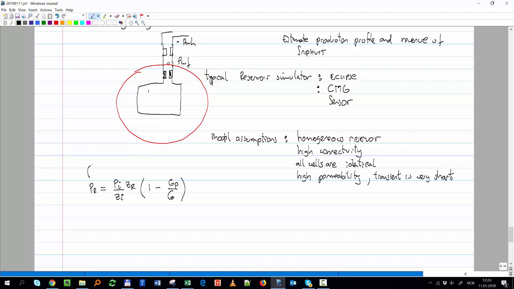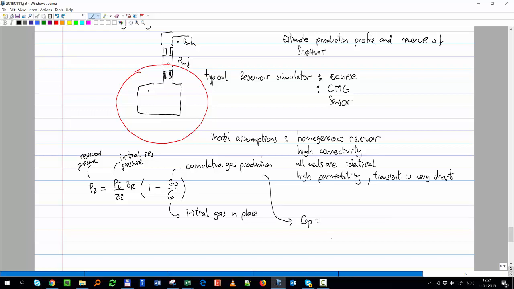So that's the reservoir pressure. This is the initial reservoir pressure. That G is the initial gas in place. And this is the cumulative gas production. Basically I can express that with an integral. I can say GP will be the integral from time 0 to T of QG dT. But be careful, we have to use consistent units.